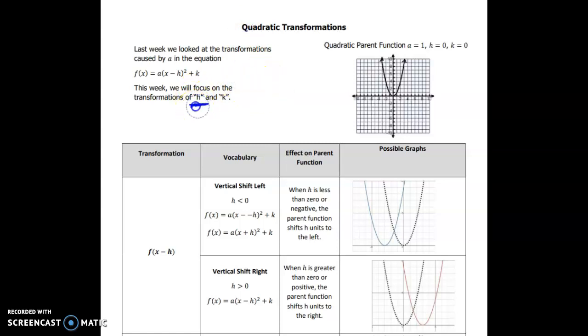So now we're going to look at h and k. What happens when we have a number inside the parentheses being added or subtracted to x, and then something on the outside of the parentheses added or subtracted as our k value?